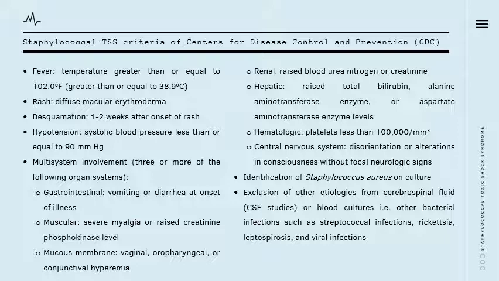A fever should have a temperature of greater than or equal to 102 degrees Fahrenheit. There should be rash, desquamation, hypotension, and multi-system involvement, which should be three or more of the following organ systems, including gastrointestinal, muscular, mucous membrane, renal, hepatic, hematologic, or central nervous system. Identification of Staphylococcus aureus on cultures is also required.